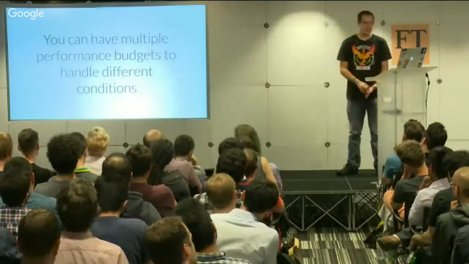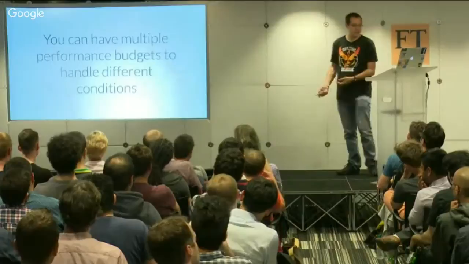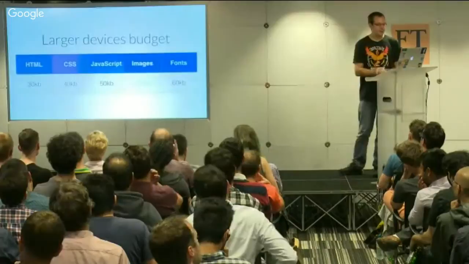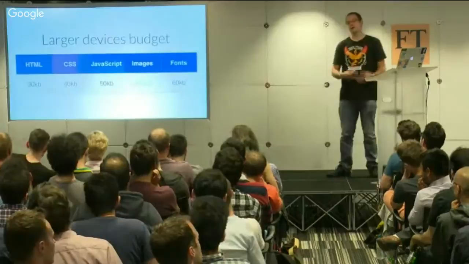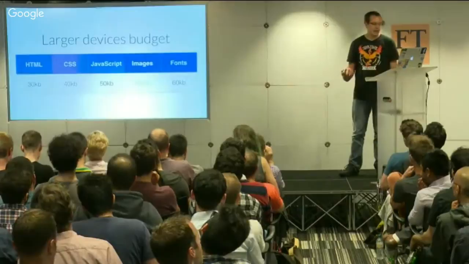You might want to have different performance budgets for different conditions. A good example would be different size devices, which might have different performance budgets. If I want to apply that same budget to larger devices, but I'm using the picture element, so I'm actually choosing to load different image assets on my large devices, I'll use my budget with the larger images.